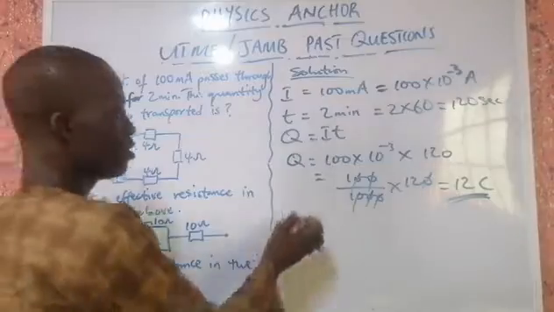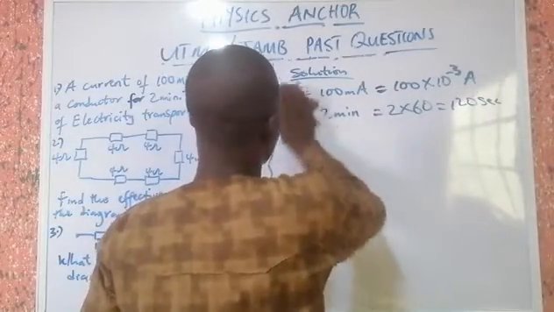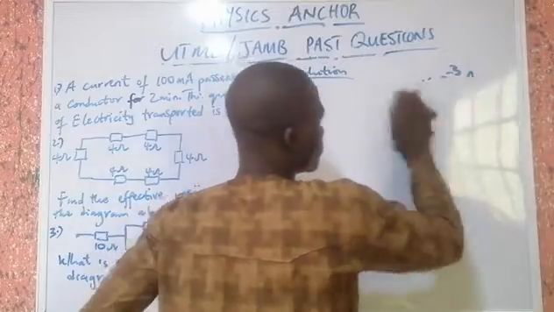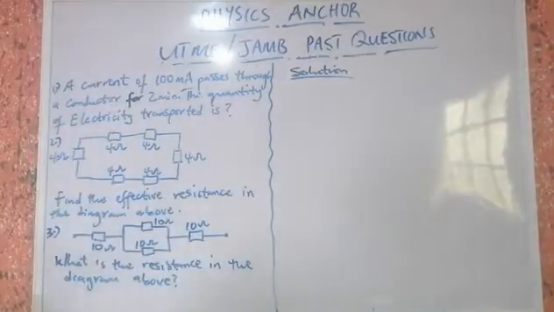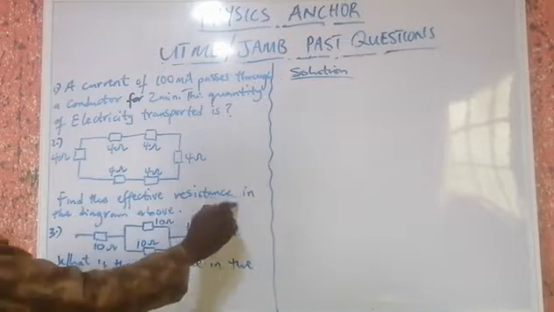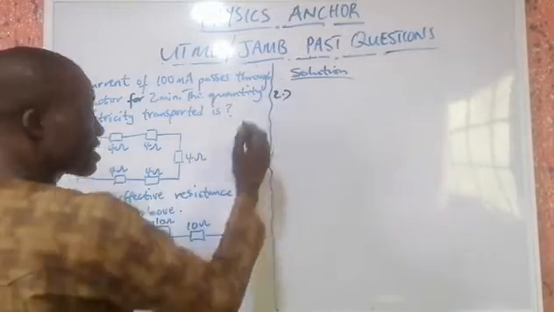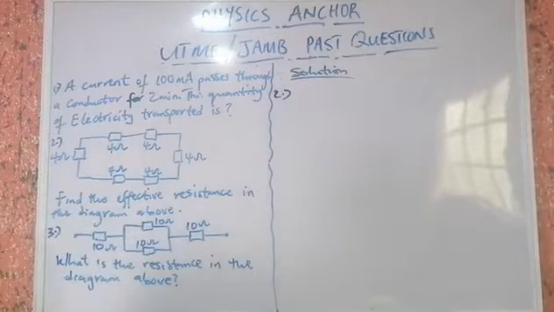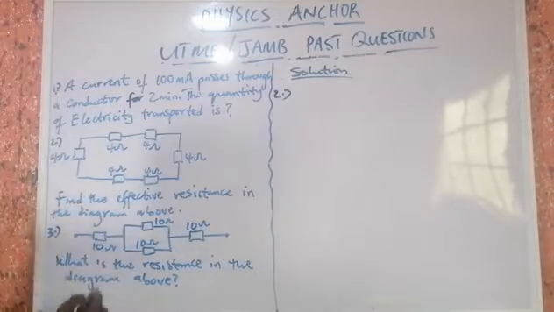Let's get to question number 2. Question number 2, we have this simple diagram. Find the effective resistance in the diagram above. So this is just straightforward, if you still understand very well your series connection of resistors and parallel connection of resistors. So let's analyze this.